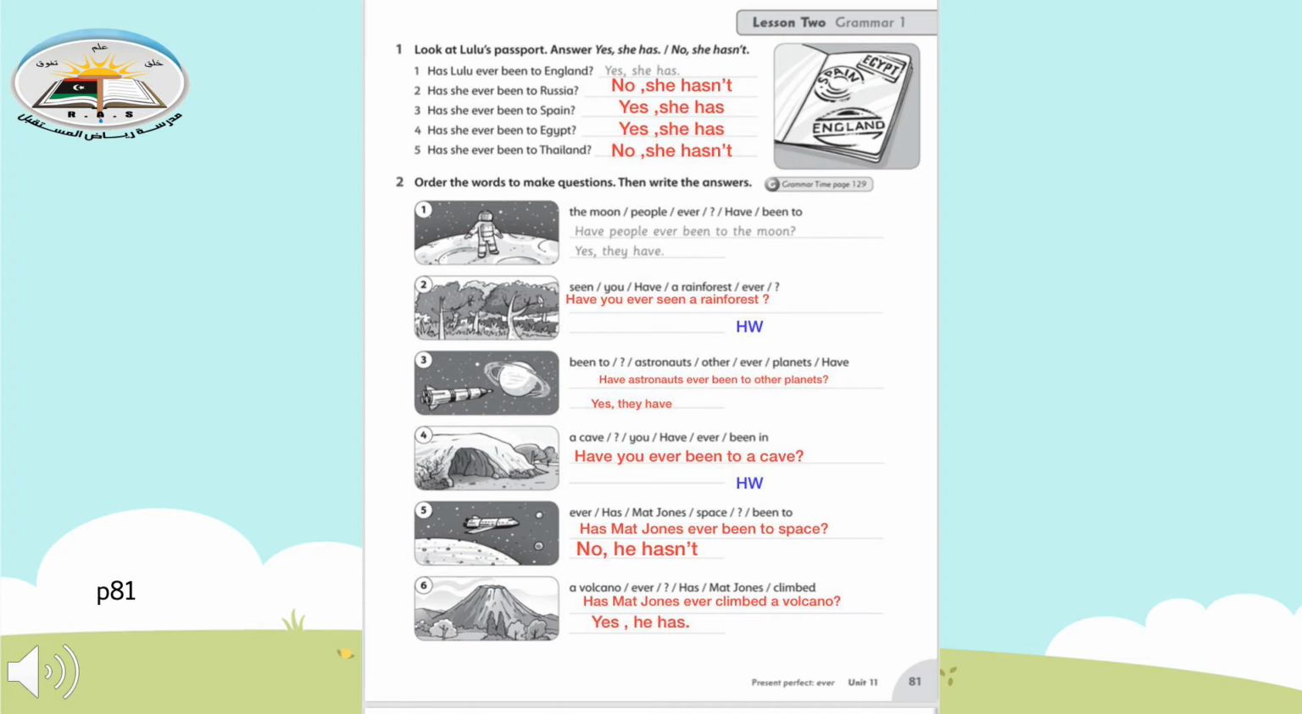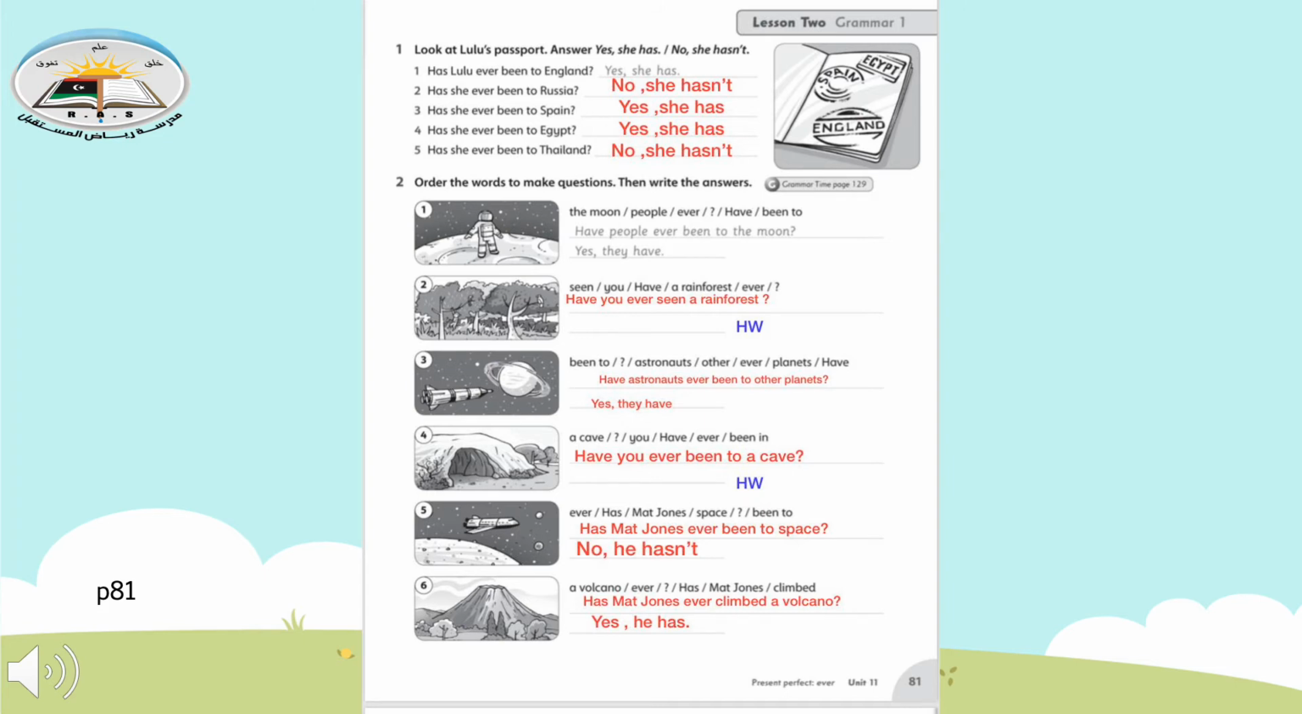Number 4. A cave, you, have, ever, been in. The answer, have you ever been in a cave? Now this question, the answer depends on you. Each question that has the word you in it, you need to answer yourself. So I'm not giving you an answer here.